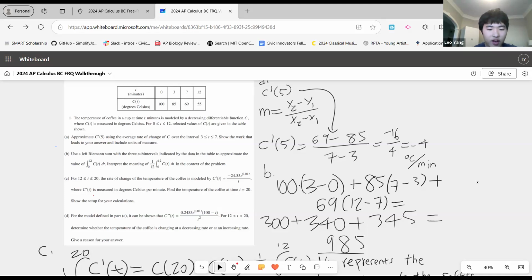So basically, if you look at this function right here, notice if t is from 12 to 20, 100 minus t would be positive. E to some value would always be positive. And 0.2455 is constant, is positive. T squared is also positive because 12 to 20 is positive. So the double derivative of C of t is always going to be a positive value. That means that the temperature of coffee is changing at an increasing rate.